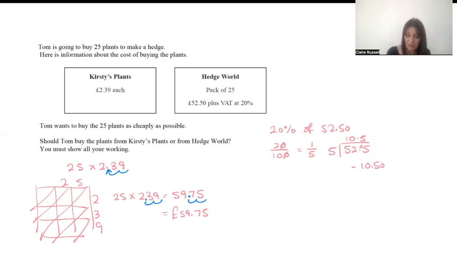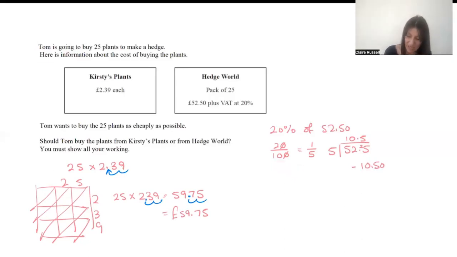Now, if you don't cancel, if you literally work with 20 over 100, it's still going to work. It all works. So if you're aware of the fraction being cancelled so that you're working with smaller numbers, sometimes it can be really helpful.